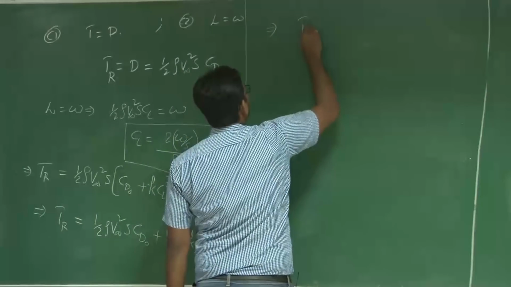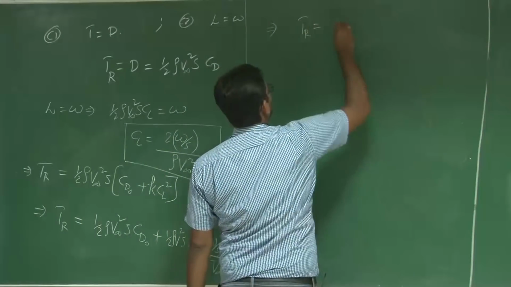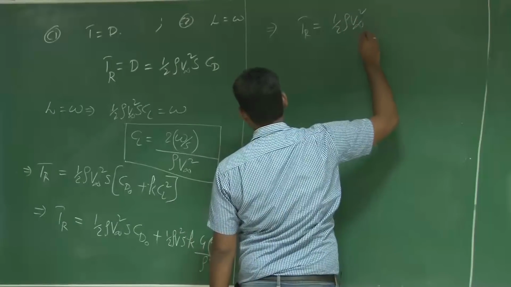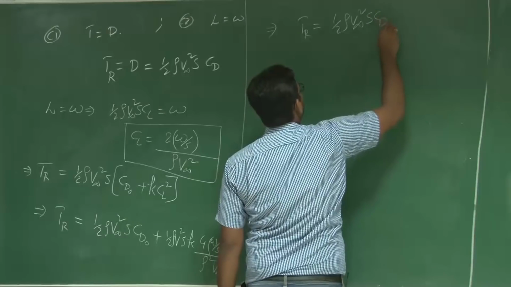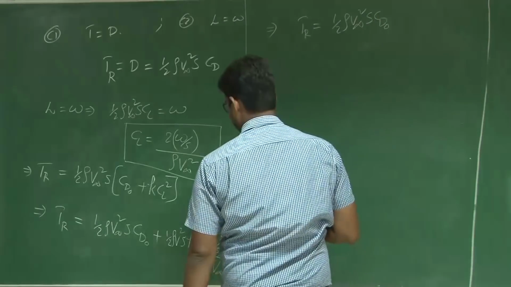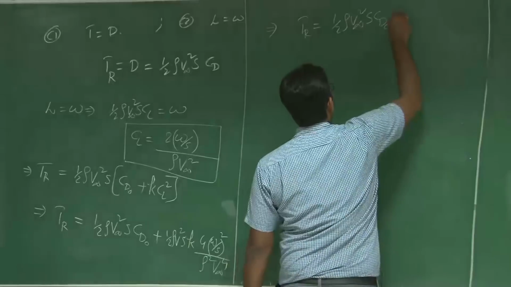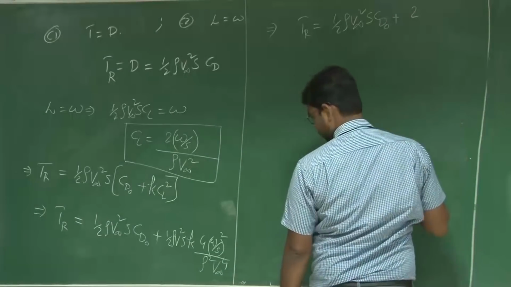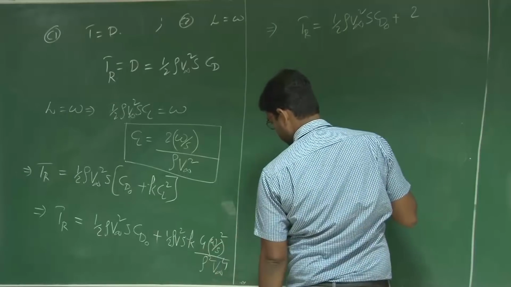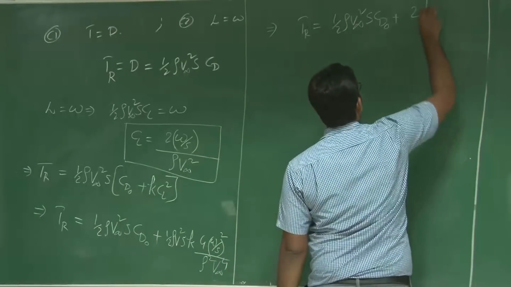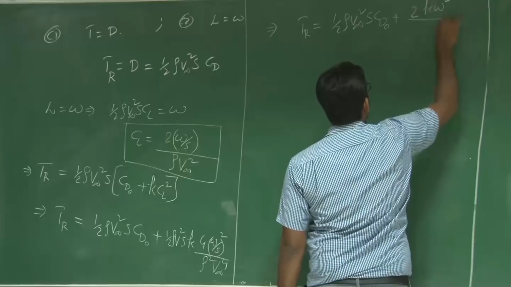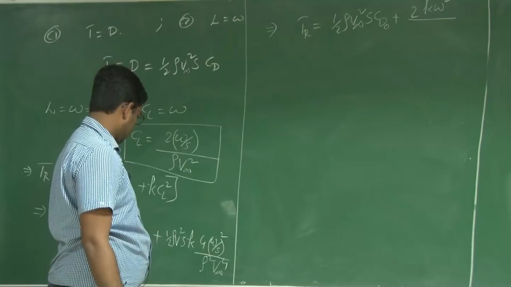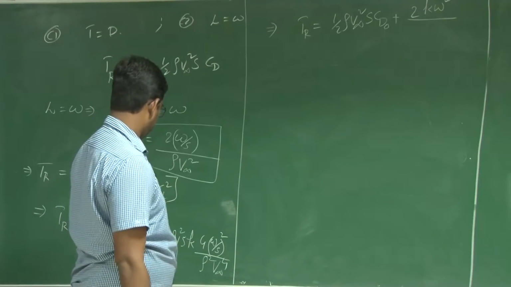This equals TR, which equals half rho V infinity square S into CD naught, plus 2 kW square, 2 times kW square by S by rho.